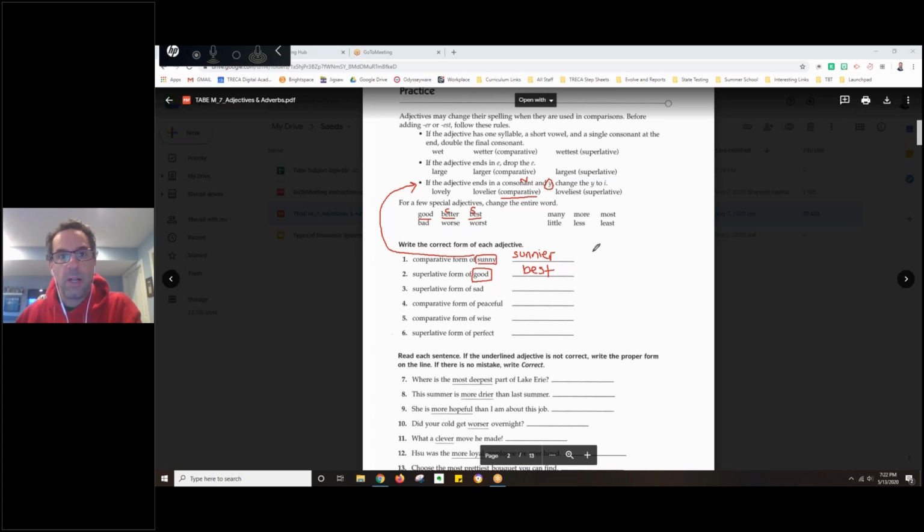So let's say you're looking at cars. You have 5 cars. Which one is the best? If you have 2, you would say which one is better, right? You wouldn't look at 5 cars and say which one is better. You would say which one is best because you're comparing more than 2. That's where it comes into play. So the next one would be the superlative form of sad.